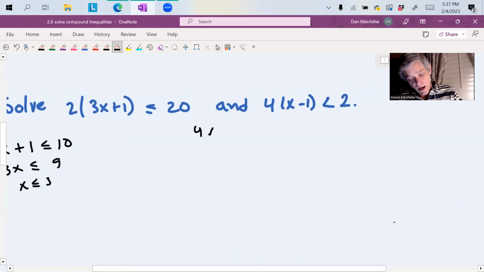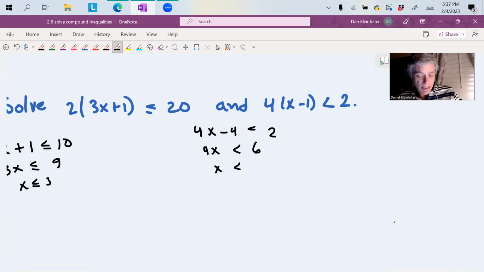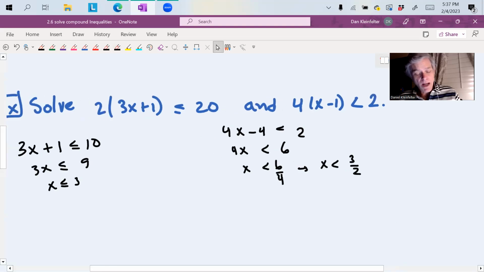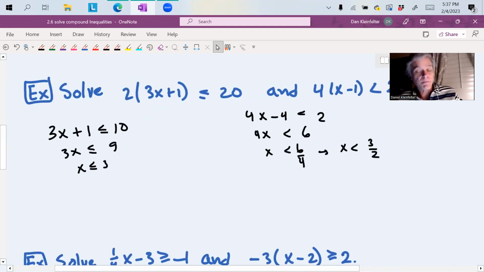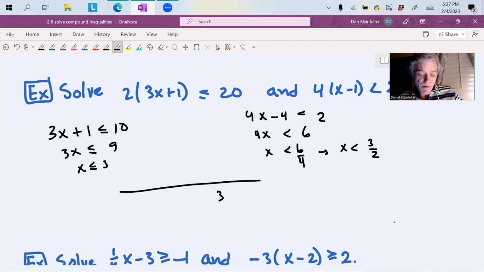So we've got 4x minus 4 is less than 2. 4x is less than 6, and so x is less than 6/4, and that's the same as saying x is less than 3/2. All right, so now we want to figure out how to combine these two so that we get the x's that fit the first one and the second one. In the first case, we wanted the x's that were less than or equal to 3.